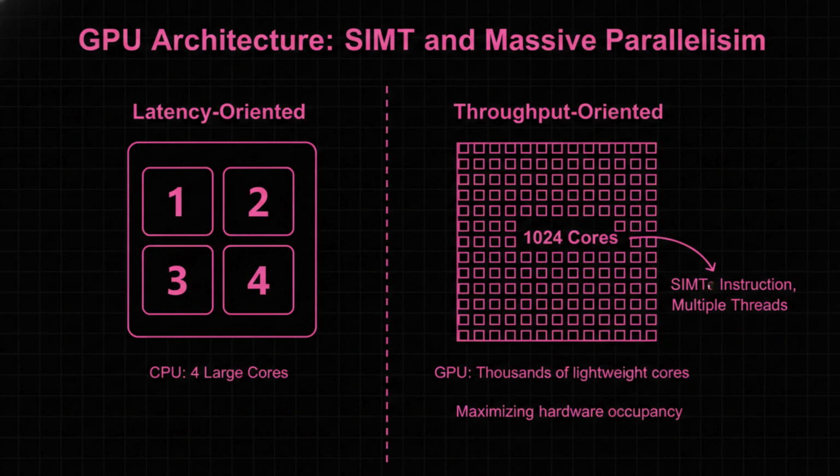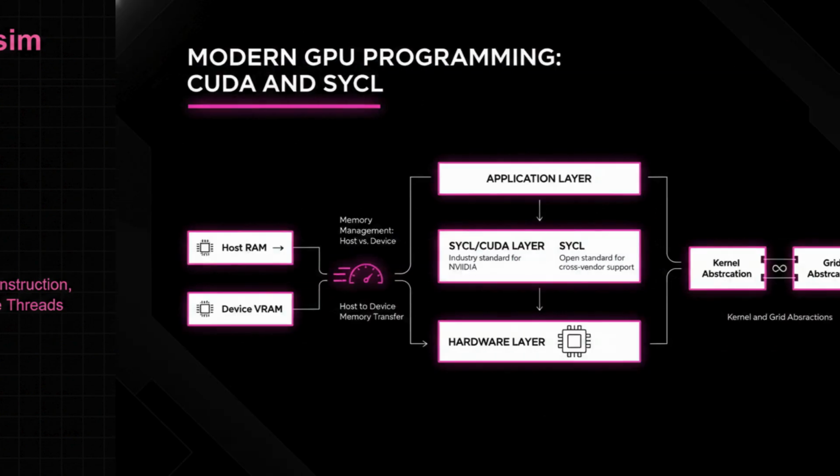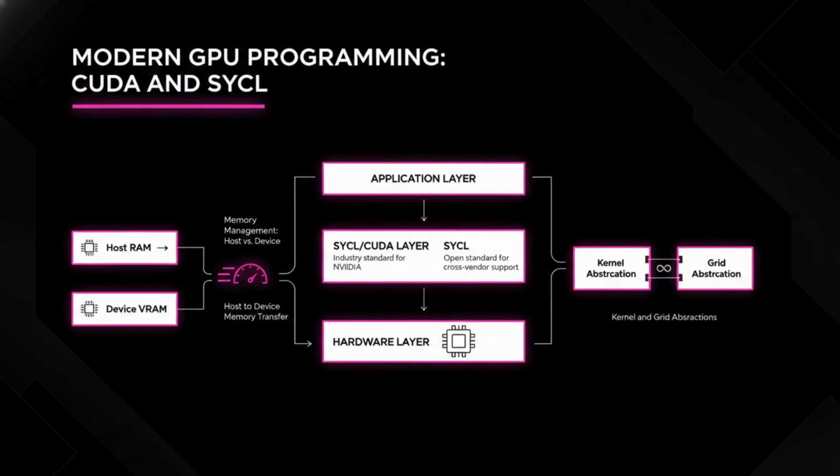We must manage thousands of threads to hide memory latency, ensuring that the hardware is never sitting idle waiting for data from global memory. To harness this power, we use programming models like NVIDIA's CUDA or the open standard SYCL. CUDA provides a C++-based abstraction that allows developers to define kernels, functions executed in parallel across a grid of blocks. However, as we aim for cross-vendor compatibility, SYCL and oneAPI are gaining traction. These models allow us to write code once and deploy it across GPUs from different manufacturers.